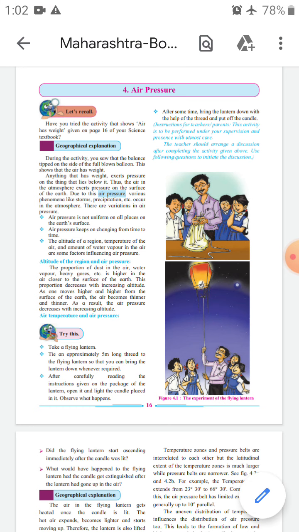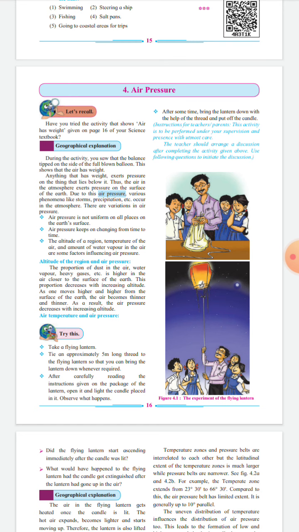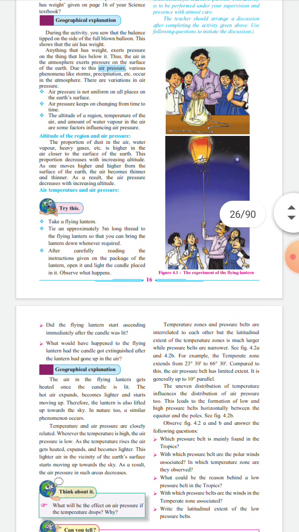The air in the atmosphere exerts pressure on the surface of the earth, and due to the air pressure, various phenomena like storms, precipitation, etc. occur in the atmosphere. And there are variations in air pressure. Air pressure is not uniform on all places on the earth's surface, and it keeps on changing from time to time. We get all this information from this activity, and we have to learn the geographical explanation about that.